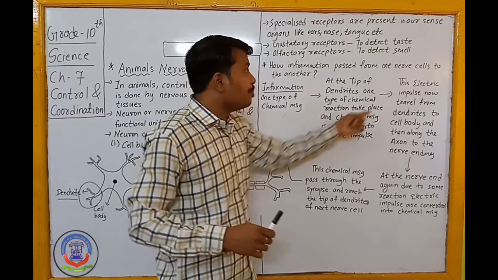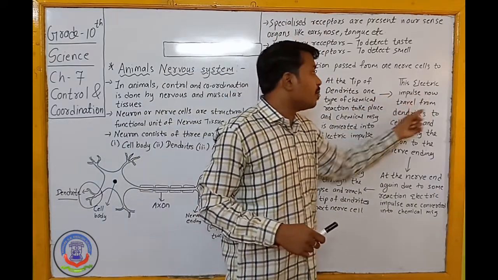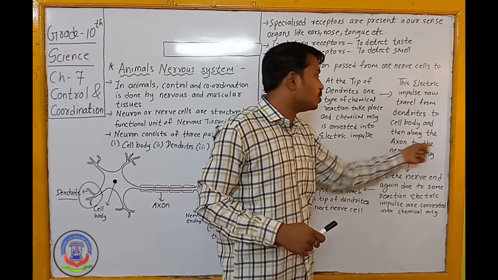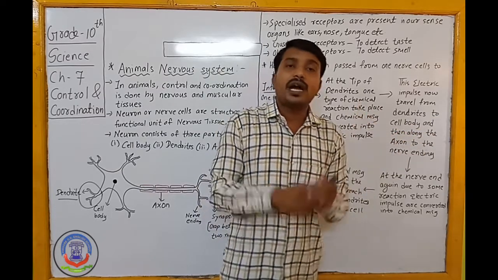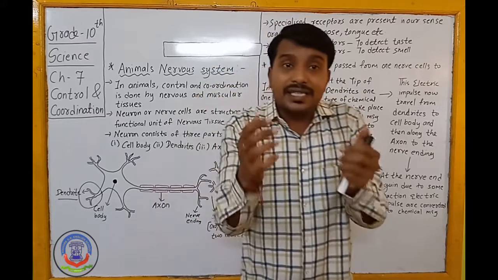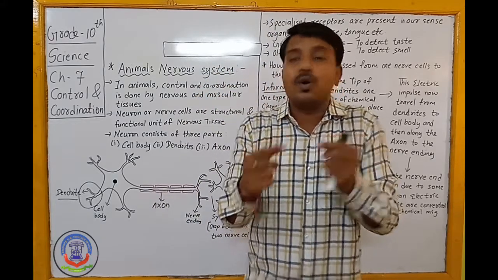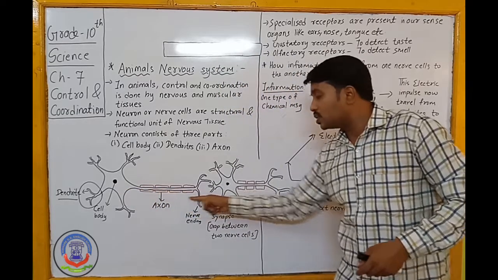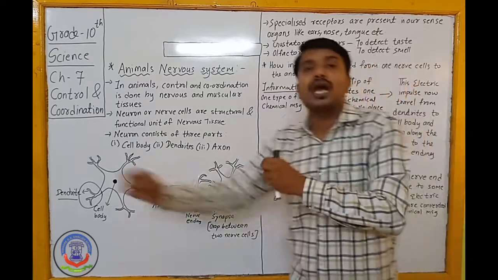Now this electric impulse will travel from dendrites to cell body and then along the axon to the nerve ending. यानी अब ये जो मैसेज है, इलेक्ट्रिक मैसेज, इलेक्ट्रिक इंपल्स, वो डेंड्राइट से सेल बॉडी, सेल बॉडी से एक्सॉन, एक्सॉन से नर्व एंडिंग में ट्रैवल करेगा.